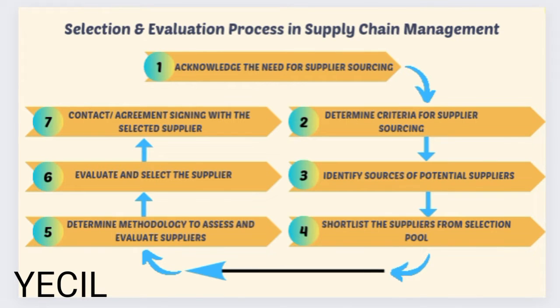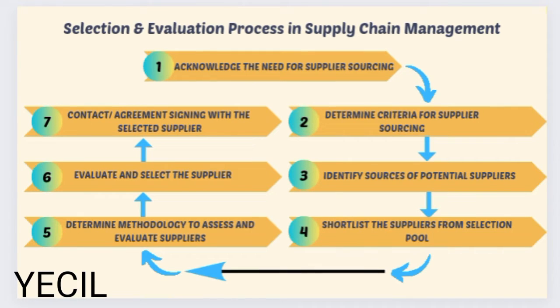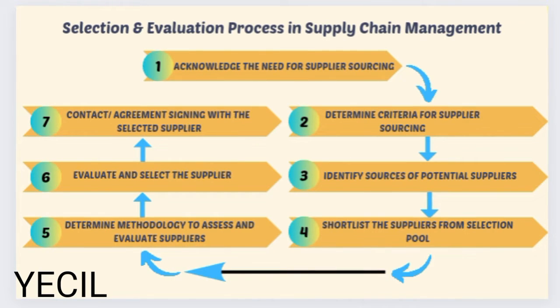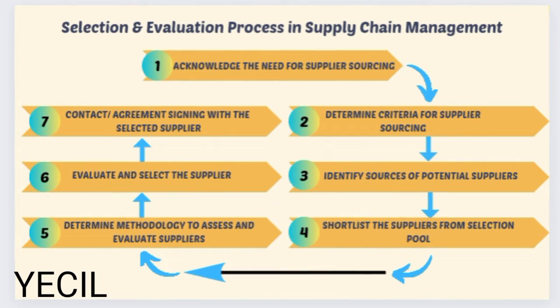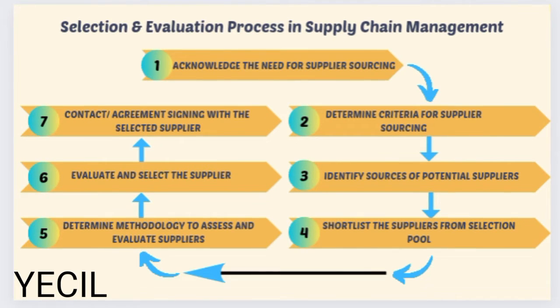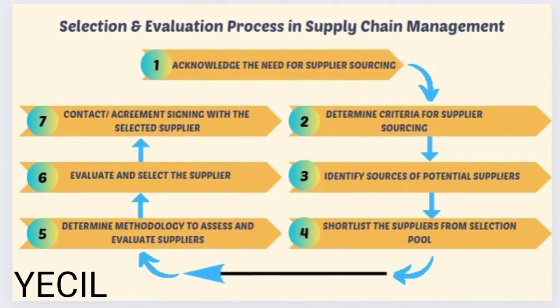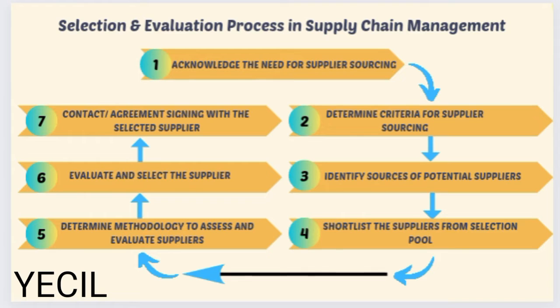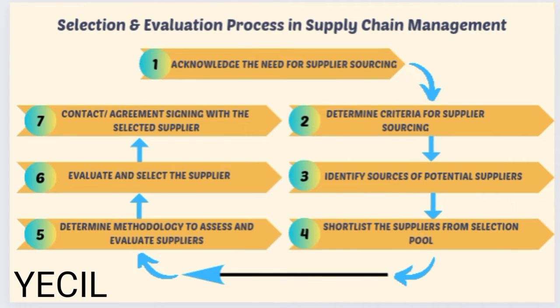So here is the step-by-step process in selection and evaluation. First is acknowledging the need for supplier sourcing. Second, determining criteria for supplier sourcing. Third is identifying sources of potential suppliers. Fourth is shortlisting the suppliers from the selection pool. Fifth, determining the methodology to assess and evaluate suppliers. Next is evaluating and selecting the supplier, and the last process is contract agreement signing with the selected supplier.